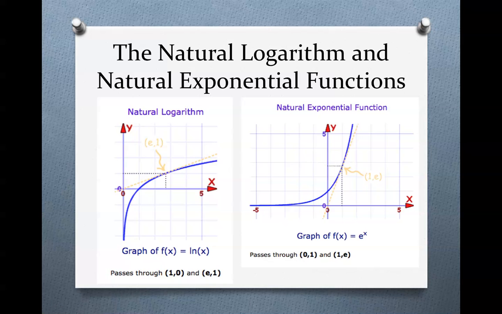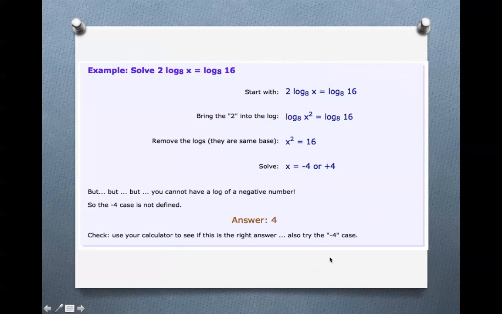So the natural logarithm and natural exponent functions. Here are the graphs. You can kind of see their relationship with each other. Natural log passes through the point (e, 1) and the point (1, 0). This one, e to the x, goes the other way, and it passes through (1, e) and (0, 1). So that's why I say they're kind of opposites of each other.